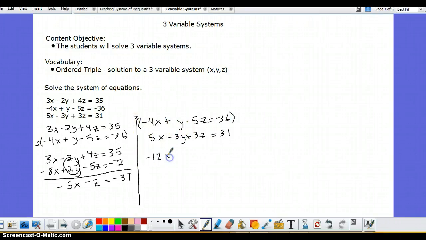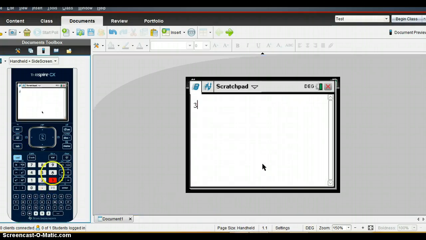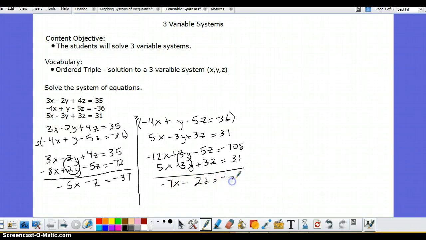So I get negative 12x plus 3y minus 5z equals negative, what's that going to be? Let's find out. 36 times 3 is 108, so negative 108. So we have 5x minus 3y plus 3z equals 31. Again, that's going to get eliminated. That's negative 7x minus 2z equals negative 77.